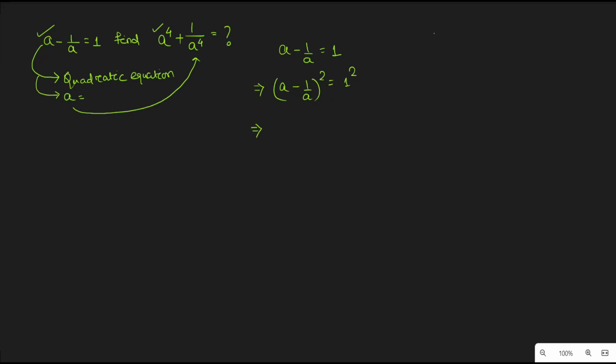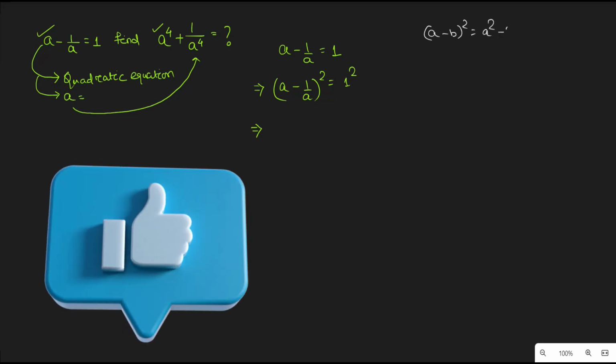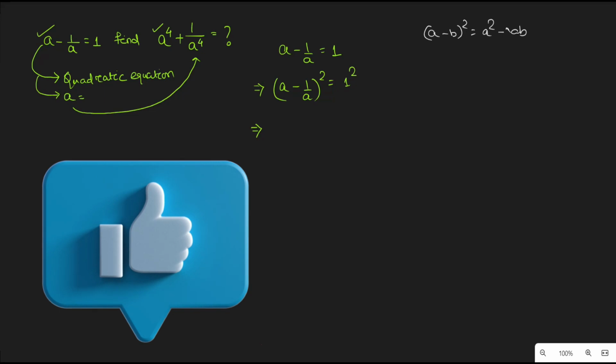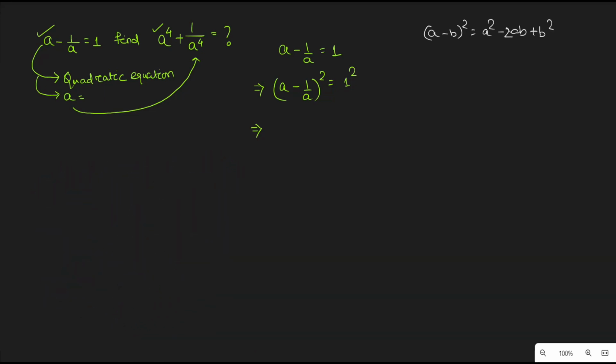As we know, a formula a minus b whole square is equal to a square minus 2ab plus b square. So we will apply this formula here. Then this will become a square minus 2ab plus b square is equal to 1 square is 1. Then we can simply write it as a square, this a and this a will cancel out, minus 2 plus 1 by a square is equal to 1.